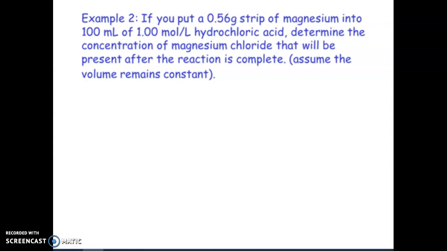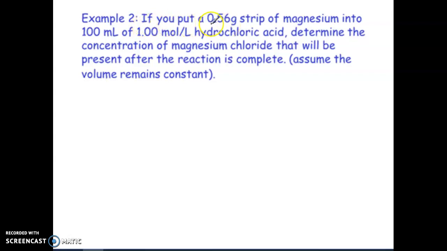Okay, so let's do another example and then I'm going to have you try one out. Okay, so this is actually a combination. So you're going to start to see this. Now that we know how to do it with mass and concentration volume, you can see a combination here. So let's talk about this.